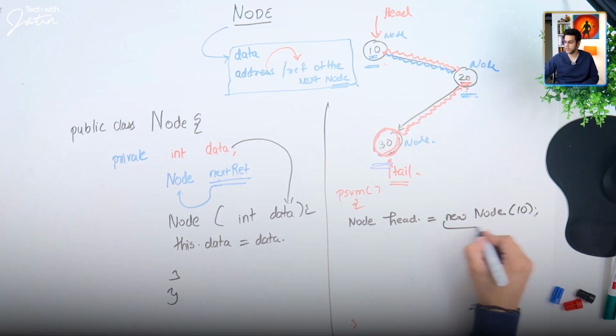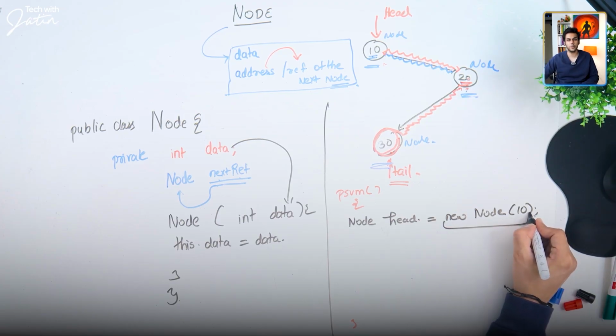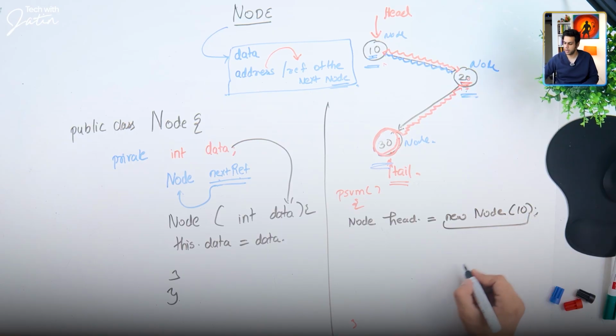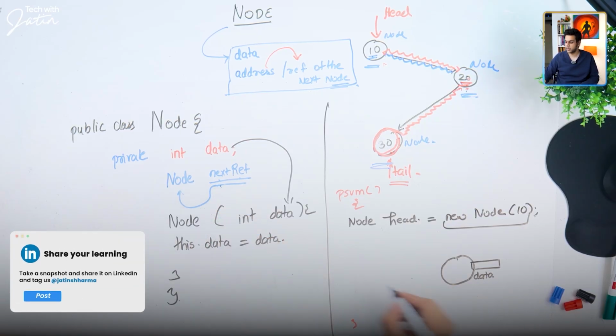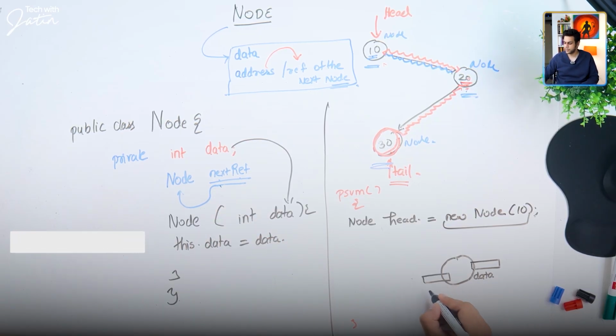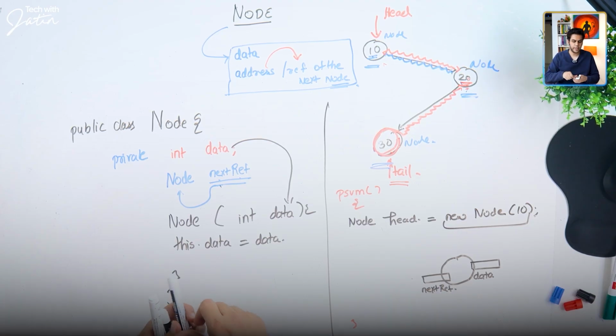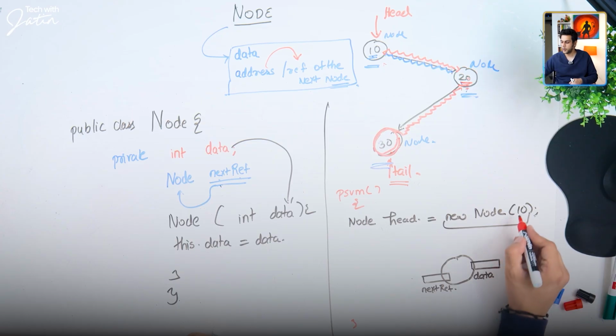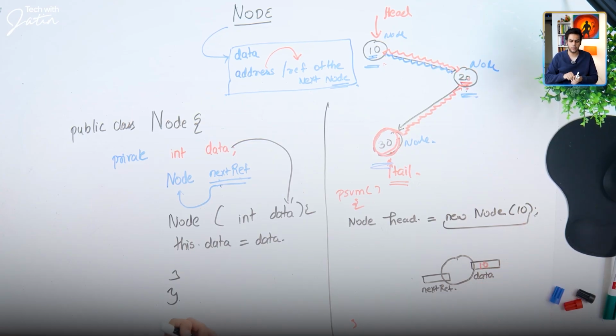What is this? Object. Class is going to be loaded into the memory. Instance variable is going to be created. Constructor is going to be called. This is my object. It's going to have one instance variable called data. Another instance variable is next reference. Now, you are giving the value 10. This is going to be initialized with 10.